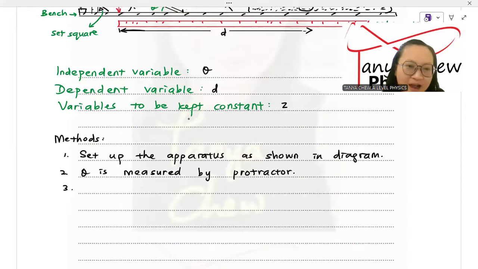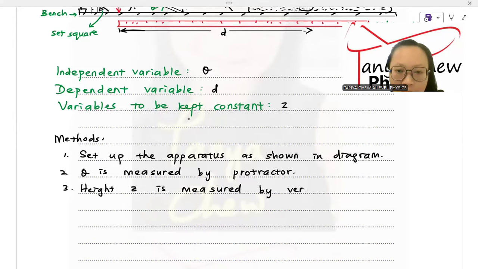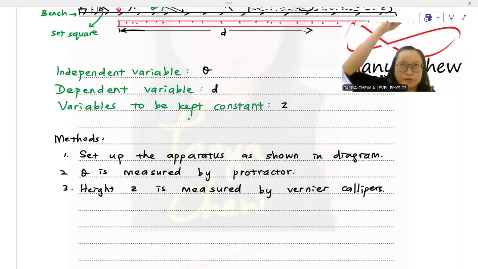So I would say that my height z, or I can write z, not a problem. Height, but I'm going to use height z because all the symbols are being explained. Height z is measured by vernier calipers because it is not so large a height. And then after that, I'm going to measure the height of the ball from the sheet, right? Because the ball is dropped from a certain height, which is measured from the sheet.